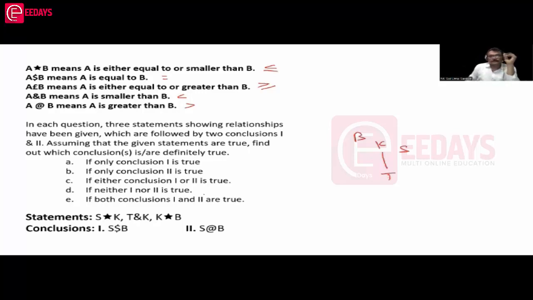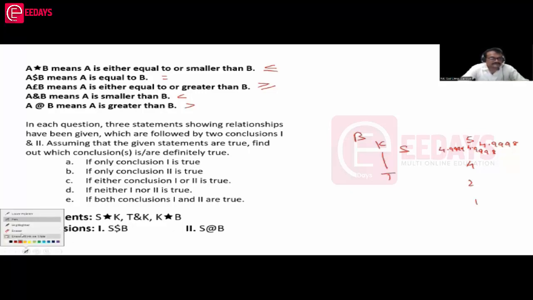Right. Here we know the relation between B and T. Why? Because B is greater than T. Why? Because there is a vertical line between K and T and B and T. But we don't know the relation between S and T. Why? Because S is smaller than K. Suppose for example, K is equal to 5, S equal to 4.9998, and T is equal to 4.9998. Is 4 there? 2 there? 1 there? Or 4.9999 is also there. So we don't know. That's why we don't know the relation between T and S.